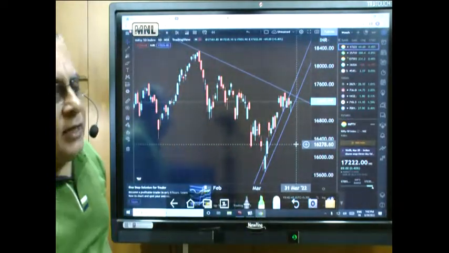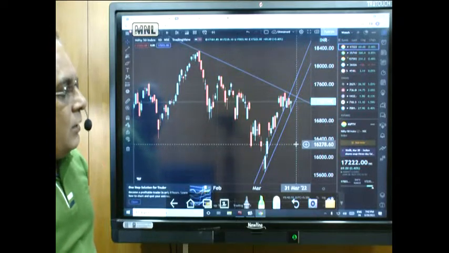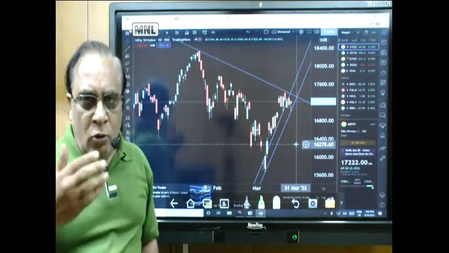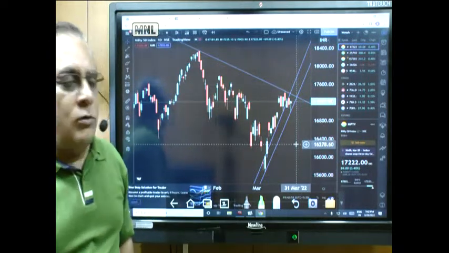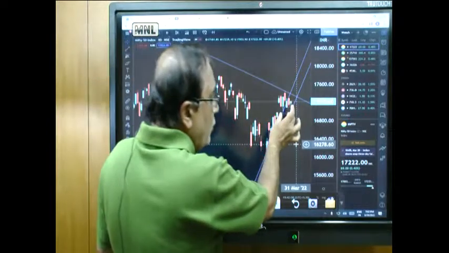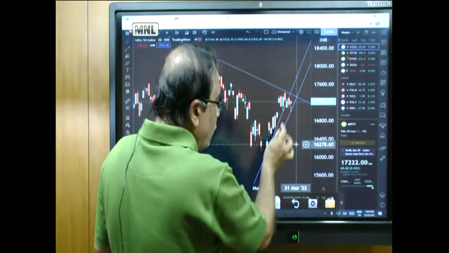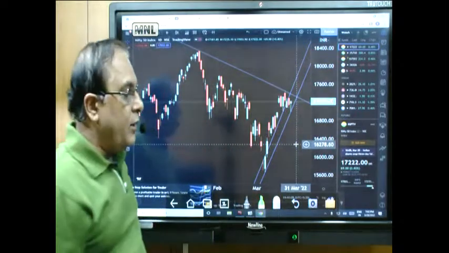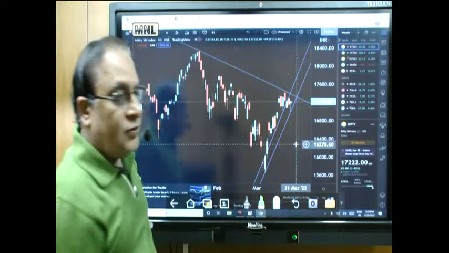So this line now will become a very effective resistance point. If it goes near that level, it will definitely find its resistance and start pulling down. So right now, we should be looking at these two lines. One line is connecting today's low with two important bottoms.